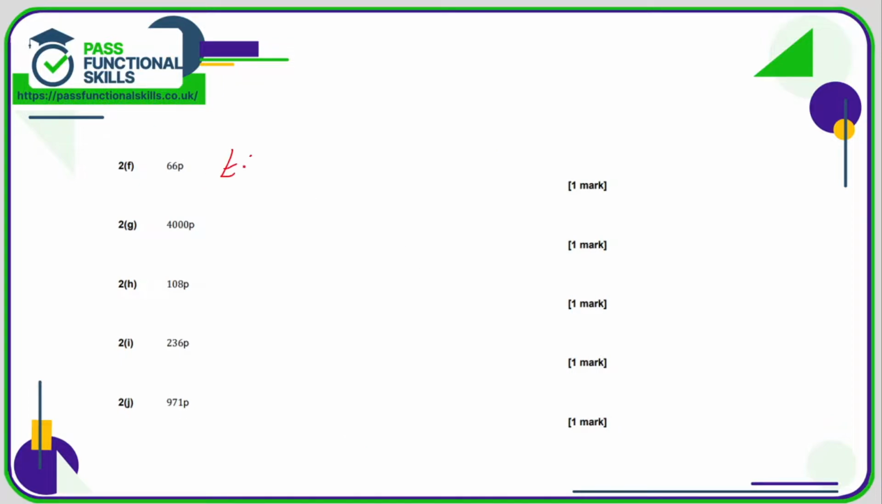66p is £0 and 66p, so 0.66. Remembering that all we're doing here is we are dividing by 100. 4,000 divided by 100 is nice and easy, just chop off the 2 zeros, so that's 40. 108 pence is £1.08. 236 is £2.36, and 971 pence is £9.71.